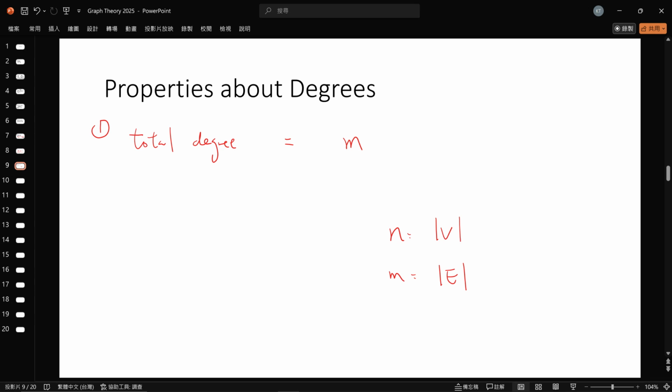So the number of edges is just m. So is this equation correct? No. So how to modify it so that the equation holds? What is the relationship between the number of edges and the total degree?